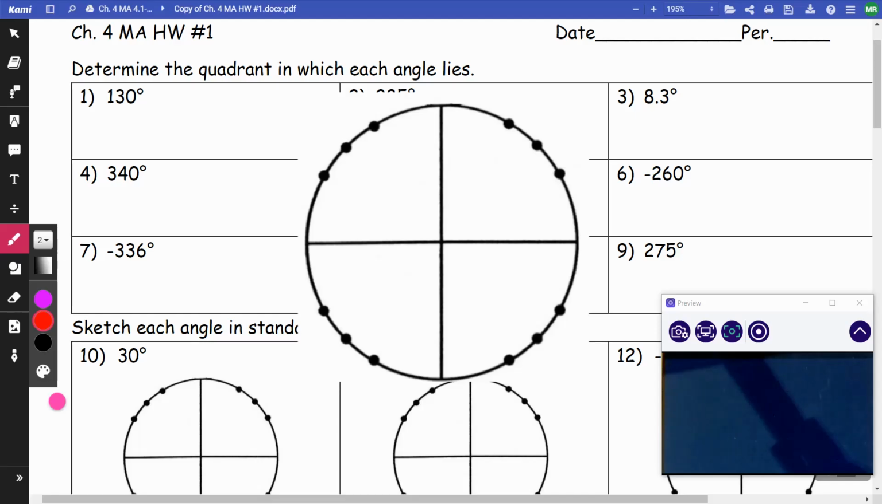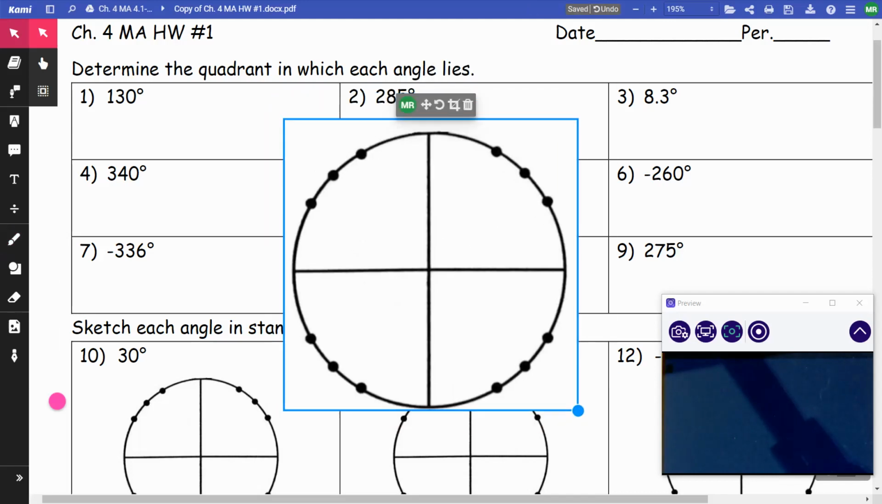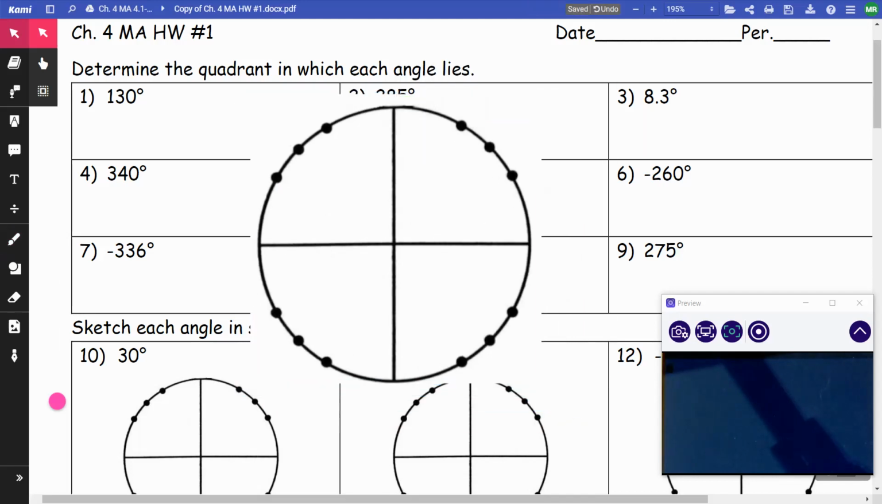So this video is for Integrated 2. This is on Chapter 4, Math Analysis, Homework Number 1. I added on here a unit circle just as a reference. And I'm just going to run through this real quick just to make sure everyone understands where things are on the unit circle.